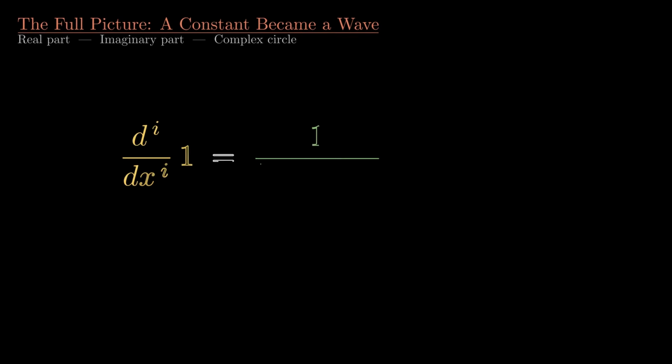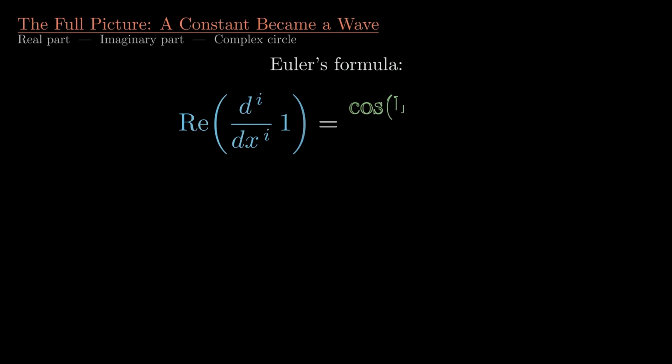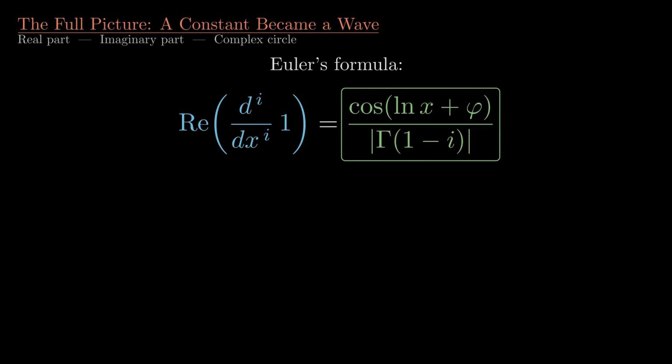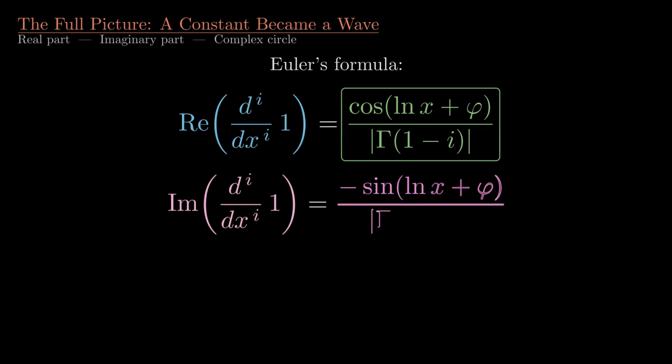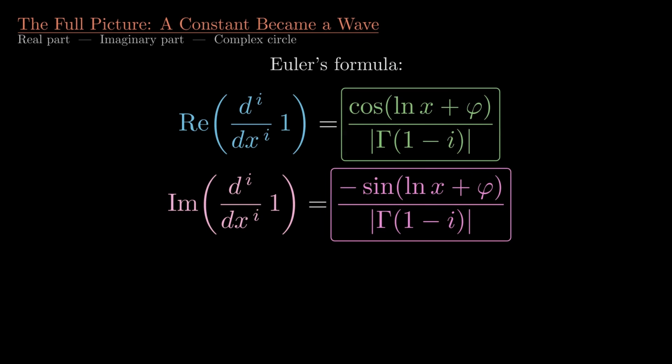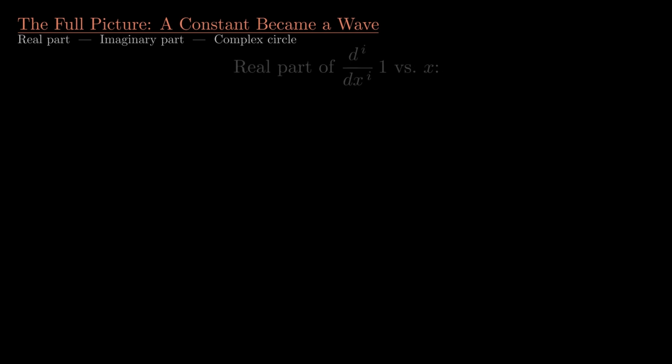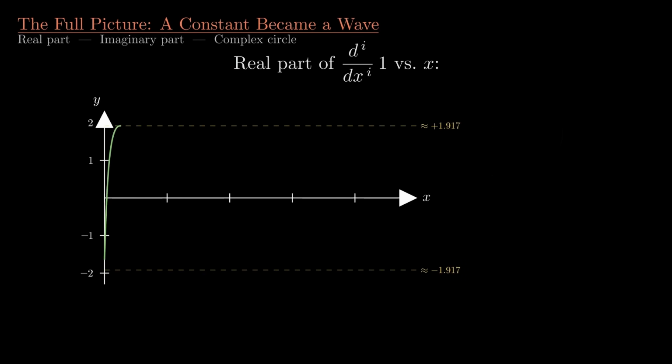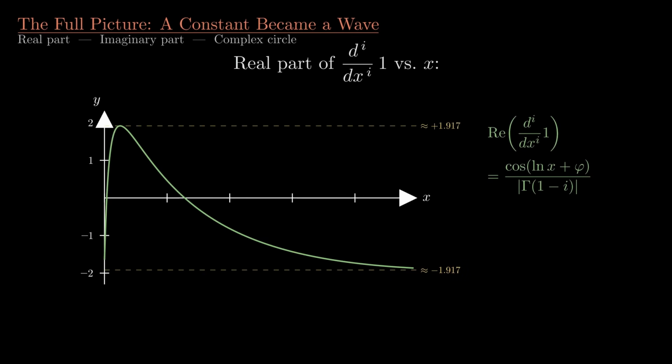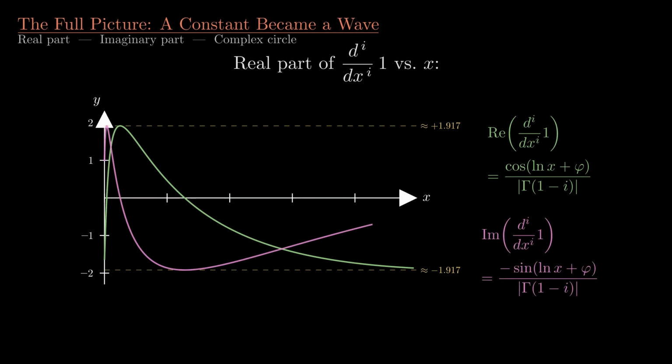We have all the pieces. By combining our amplified magnitude and phase shift with Euler's formula, we can split our imaginary derivative into its exact real and imaginary components. If we plot the real part against x, we see a beautifully bounded cosine wave. Adding the imaginary part gives us the matching negative sine wave. Both oscillate within our scaled amplitude of roughly 1.92.